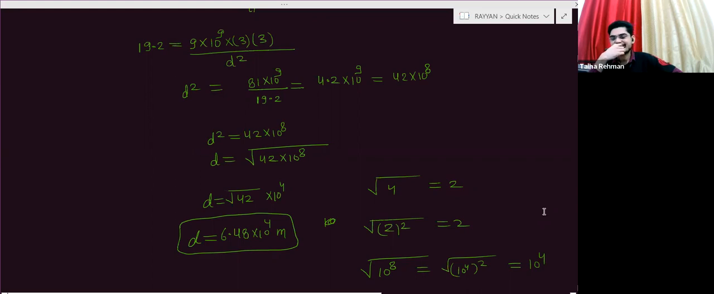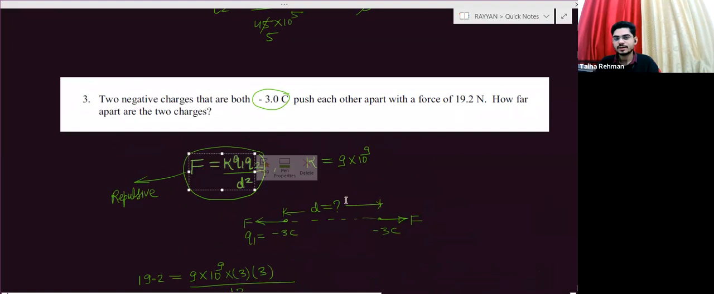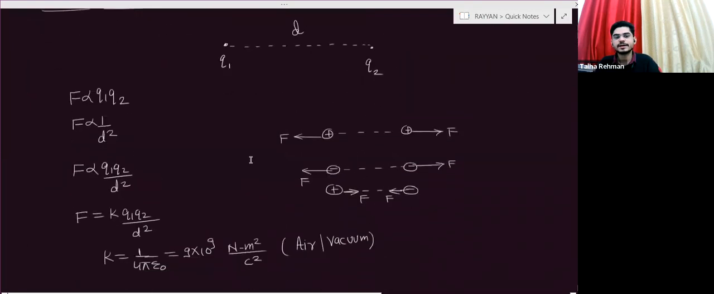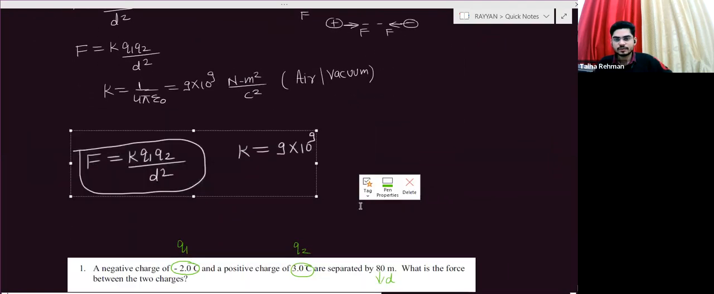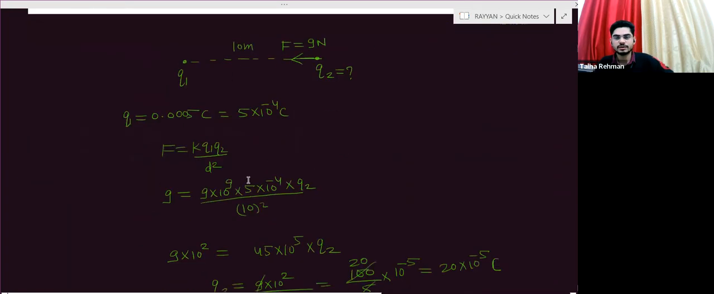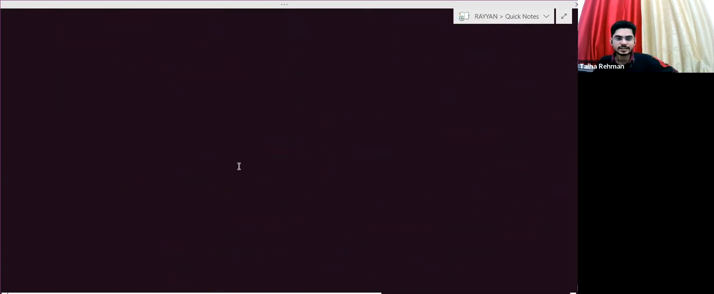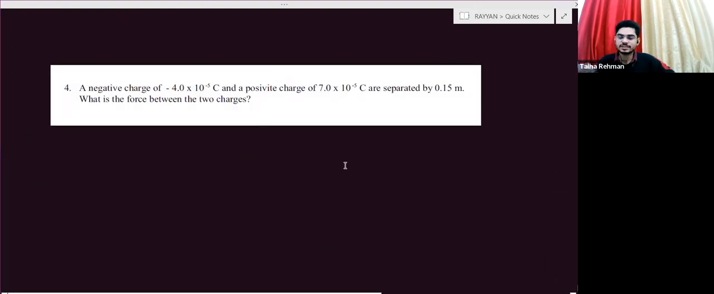Are you getting now what I am trying to say? We are just again and again using this formula. That is why I told you in the beginning what this formula will be. When you solve numericals, this formula will be used. F is equal to K Q1 Q2 divided by the distance between the two charges squared. Okay, next question. Just try this question by yourself once. I will solve it, but I want you to try.